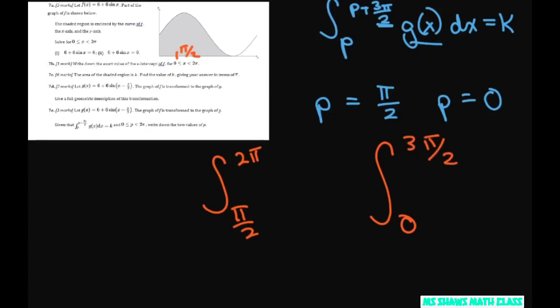Basically, if you're shifting this whole graph over by pi over 2, then you have the integral starting at pi divided by 2, and you add 3 pi over 2 here, and that gives you 2 pi, so everything's getting shifted over. And your other value of p would be 0, and then if p is 0, this would be 3 pi divided by 2, which is our original here.